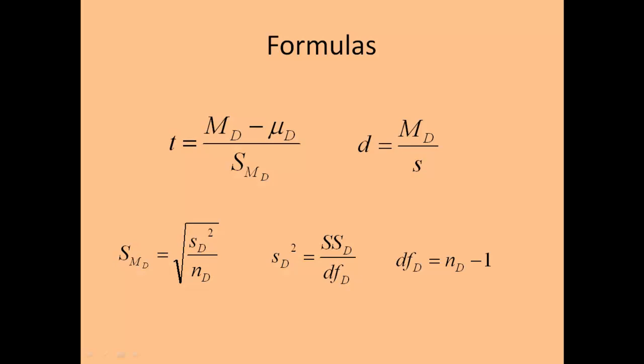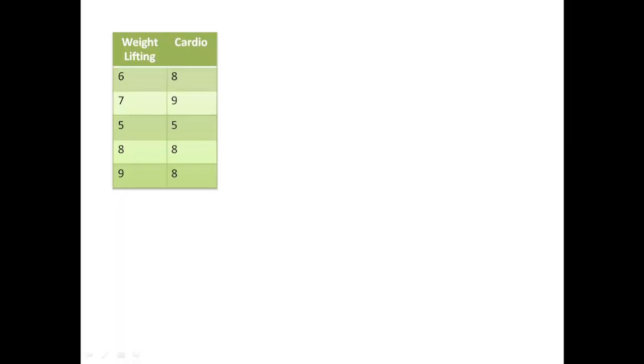So here are the formulas we're going to be using. All those D's that you see stand for D score, difference score. So we're first going to calculate the difference score, and while that might sound really crazy, it's actually really straightforward. So we have our weightlifting group and our cardio group, and to calculate the D score, you just subtract one from the other. Now you always need to subtract in the same direction.